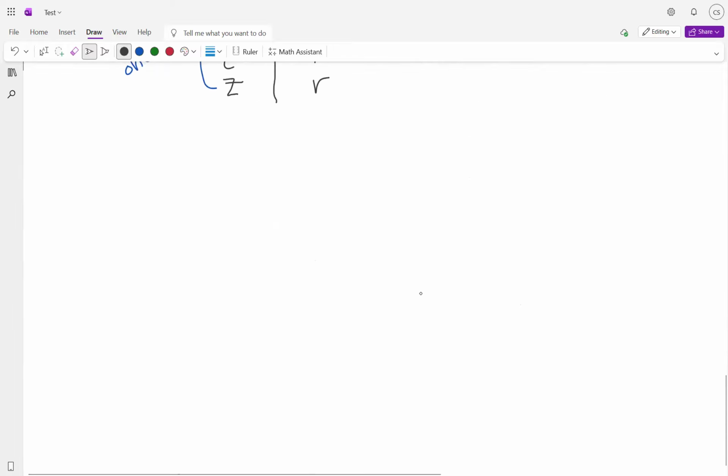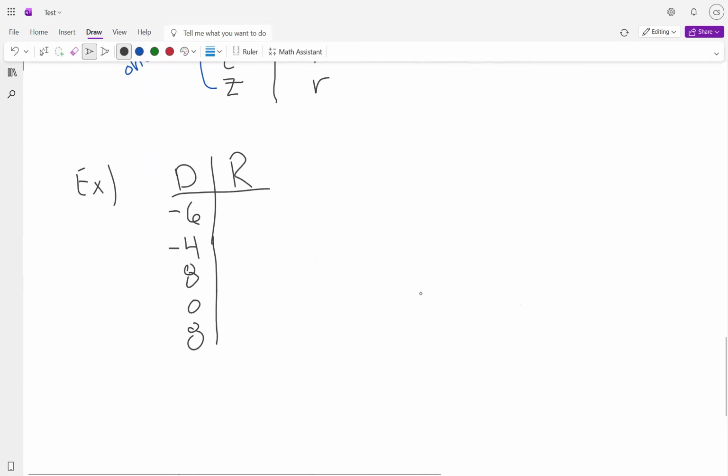Versus if we have a table, like our next example. I'm going to use big D for domain and big R for range, just for simplicity. So here I have a domain of -6, -4, 8, 0, and 8, with corresponding outputs 1, 5, 2, 5, and 1. So when I'm looking at these, I want to look at my inputs, so my domain. So I have a -6, a -4, I have an 8, a 0, and then I have 8 again.